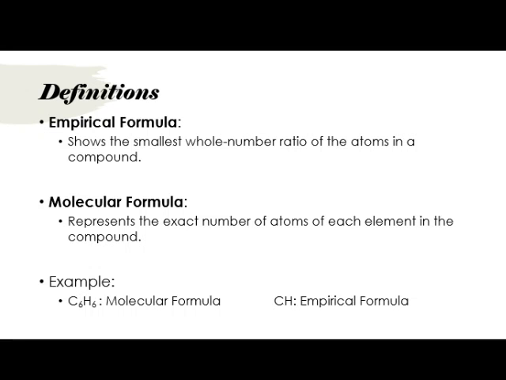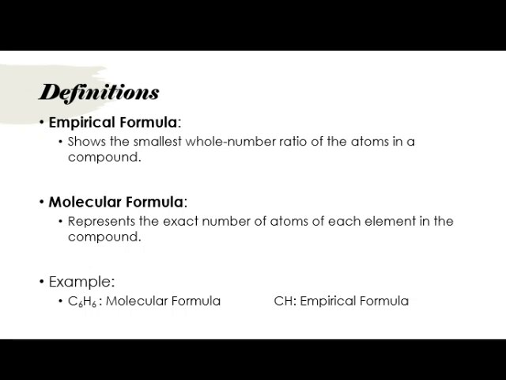Okay, let's start off with a couple definitions. The definition of empirical formula: this shows the smallest whole number ratio of the atoms in a compound. It's kind of like the simplest fraction. Whenever your math teacher tells you to reduce to the simplest fraction, that is the same idea here in chemistry. We are going to reduce to the smallest subscripts in a formula.